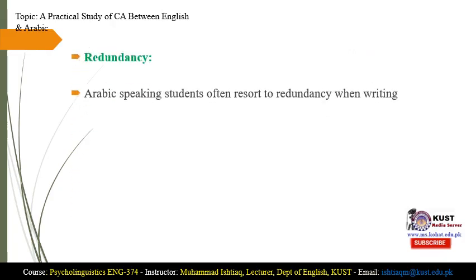Number one, redundancy. Arabic-speaking students often resort to redundancy. Redundancy means using extra, additional things, even if they are not needed. How do they do it? When writing compositions and essays, or even when speaking, but more particularly in writing, they use extra, additional things which are not needed at all as far as English structure is concerned.